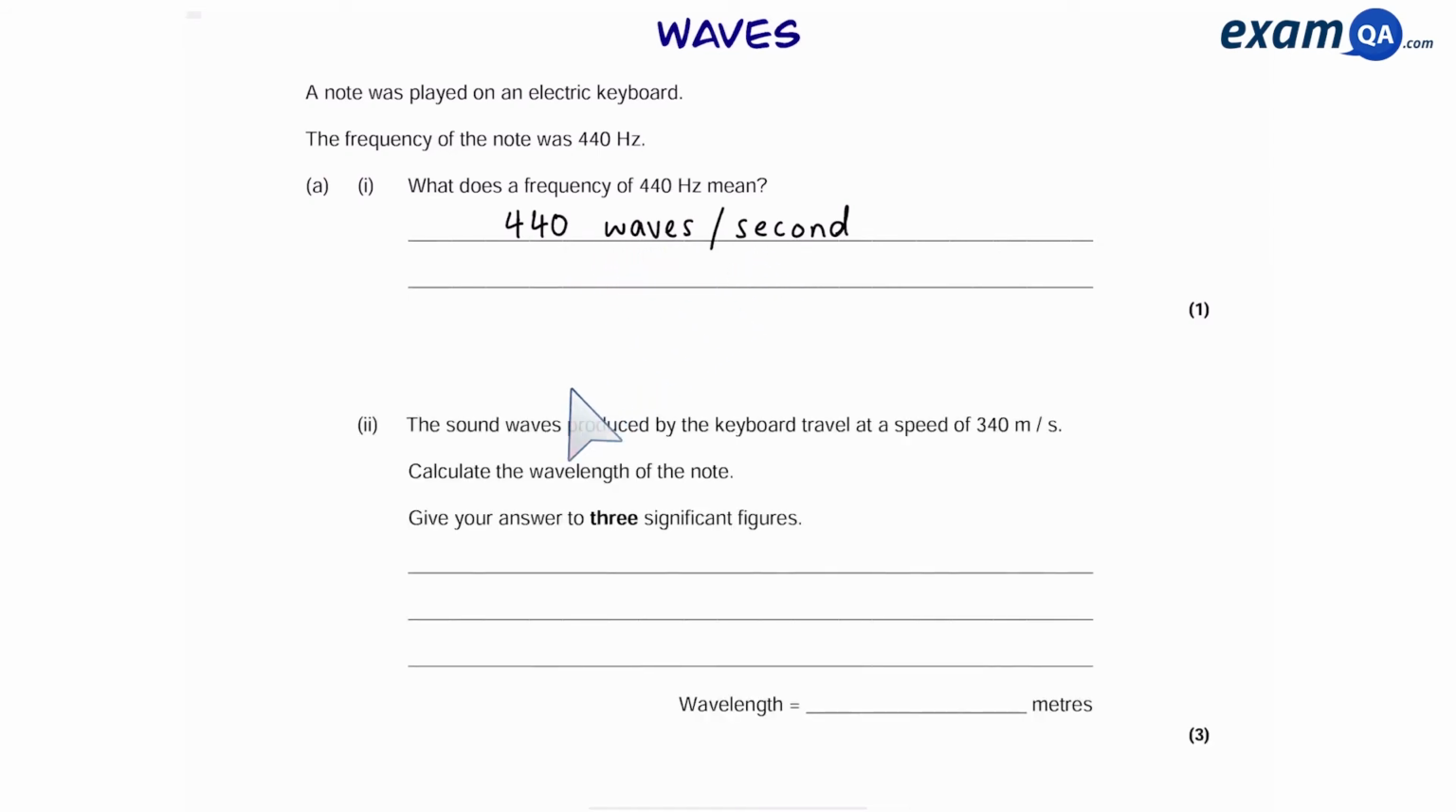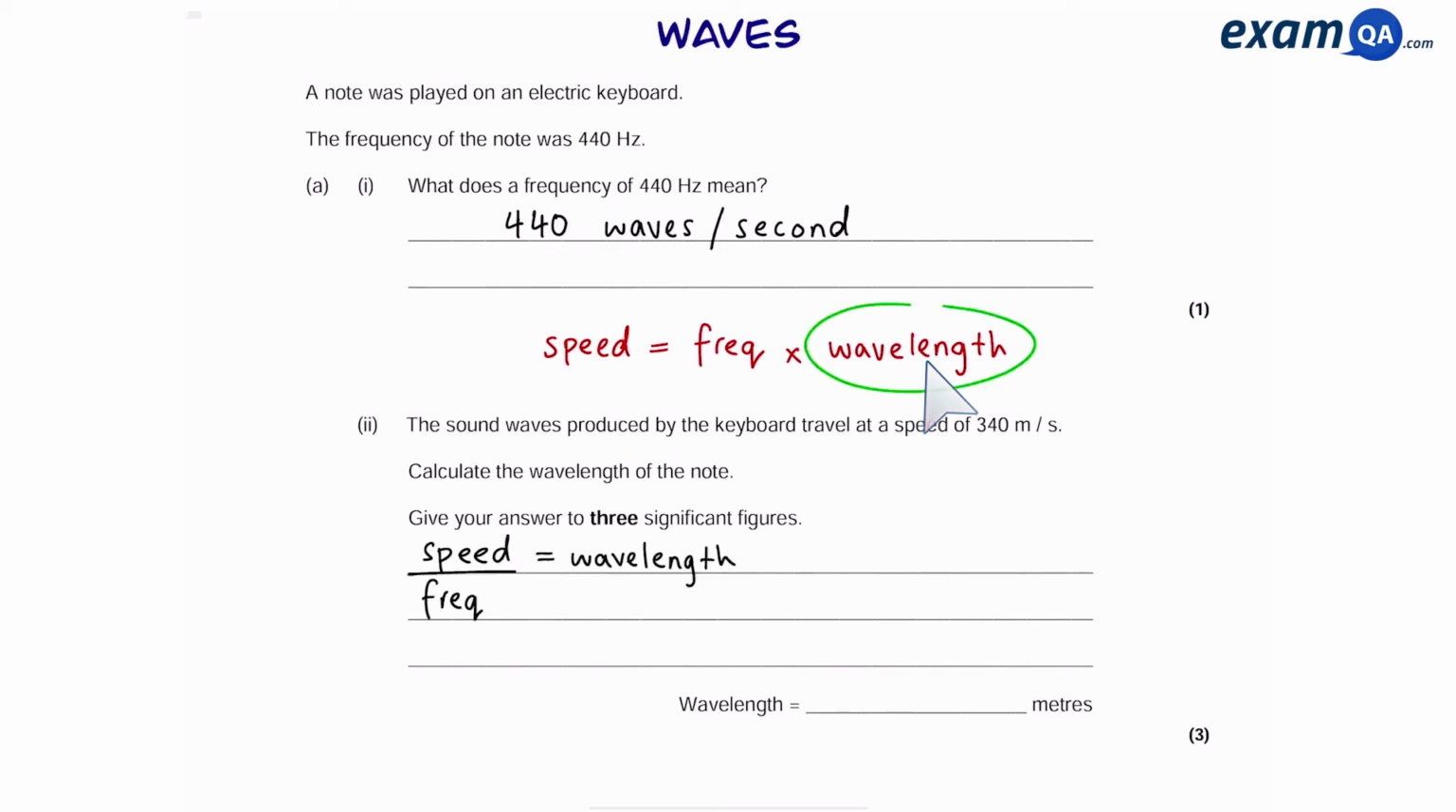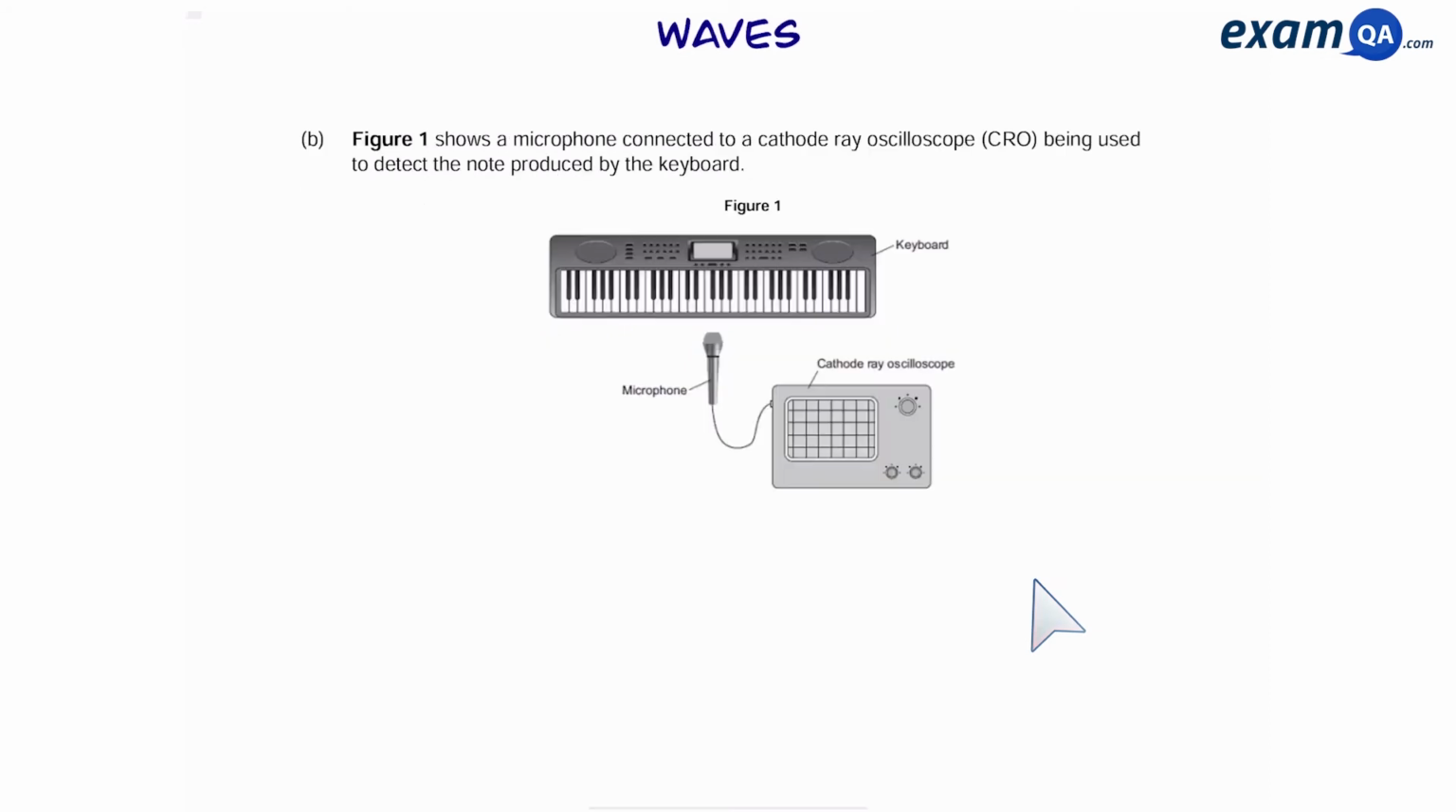Part 2. The sound wave has a speed of. Calculate the wavelength. Again, we're going to use the same equation, speed equals frequency times wavelength. This time, however, we want to work out wavelength. So we're going to rearrange and then plug in the values that we've been given. The speed was 340 meters per second and the frequency was 440 hertz. That gives us a final answer of 0.773 meters.